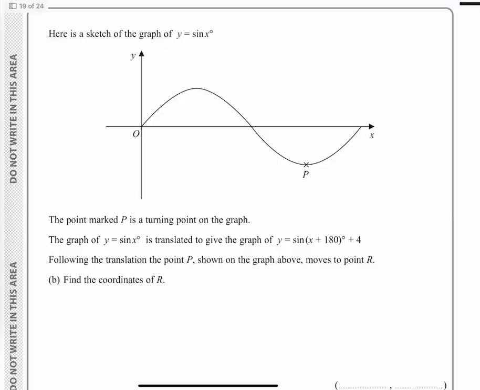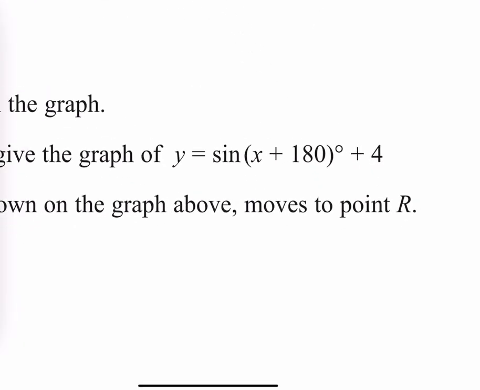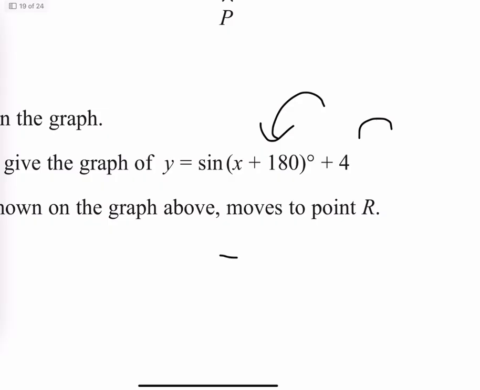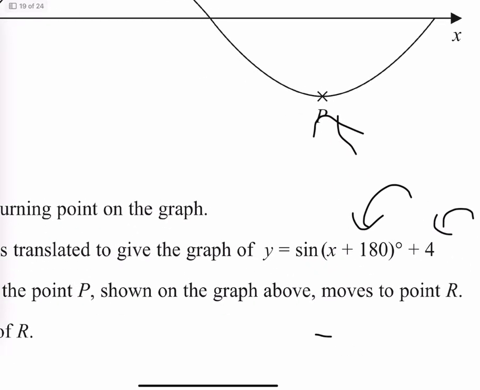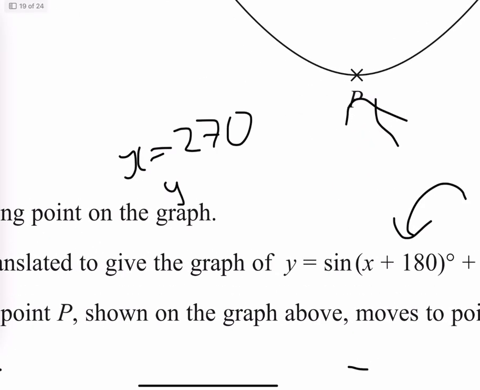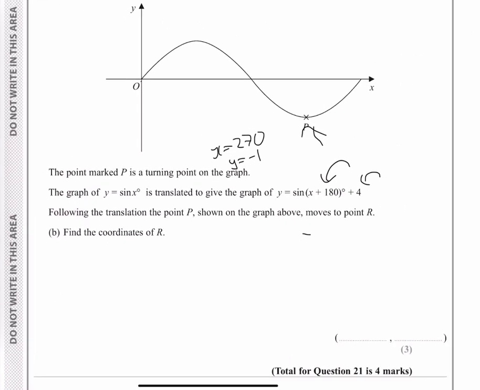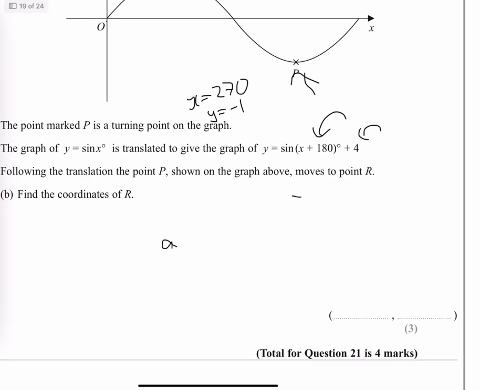Okay. So our x-coordinate, we just take off 180, because when you add it, you move right, and here you take it off because it's moving left. And then for the y-coordinate we're going to add 4. So what's p? It's the downwards turning point, which means x equals 270, and y equals minus 1. As I said, we now take 180 off x to get 90, and we add 4 to y to get 3. Easy. Moving on.